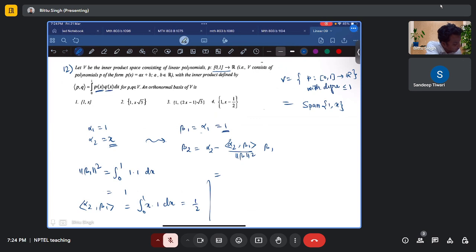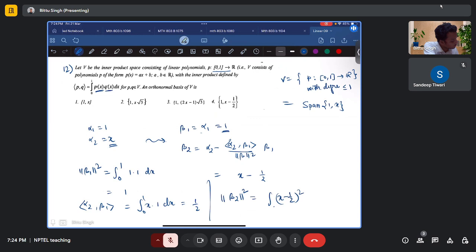So this is actually x minus half of beta 1. Beta 1 means 1. So x minus half. Those two will give me an orthonormal basis, but we need to check the norm of beta 2. What is the norm of beta 2? Because those are actually orthogonal, but we need to check if those are orthonormal or not. So let us find the norm.